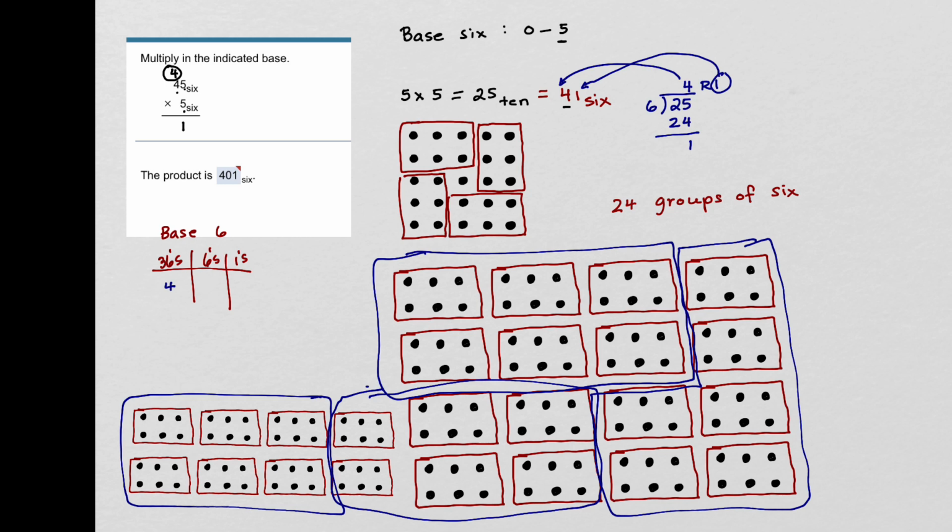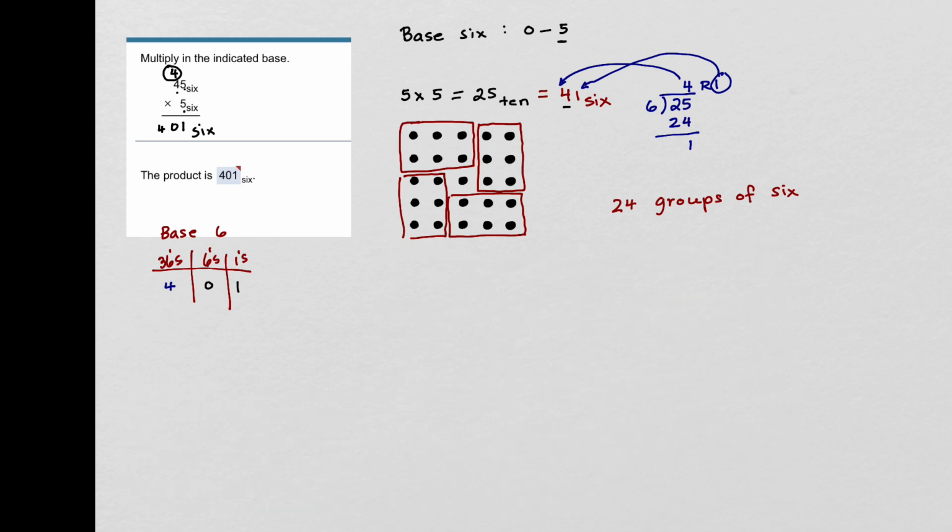So I'm going to bring down the 0 here and the 4 here. So I have 4 36's, 0 6's, and 1 1. And so that is 401 base 6. Now, again, I wouldn't want to actually have to draw this out, and it's a lot easier when I can do this with copy and paste.